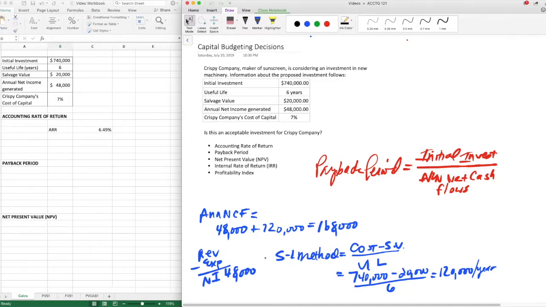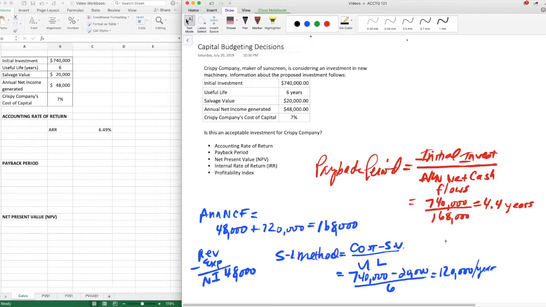So I can go back to my payback period calculation now. I'm going to spend $740,000, and this should be 168,000, which we just calculated. So how long is it going to take me to get my money back? Approximately 4.4 years. After about 4.5 years of getting 168,000, I will have made my 740,000 back.